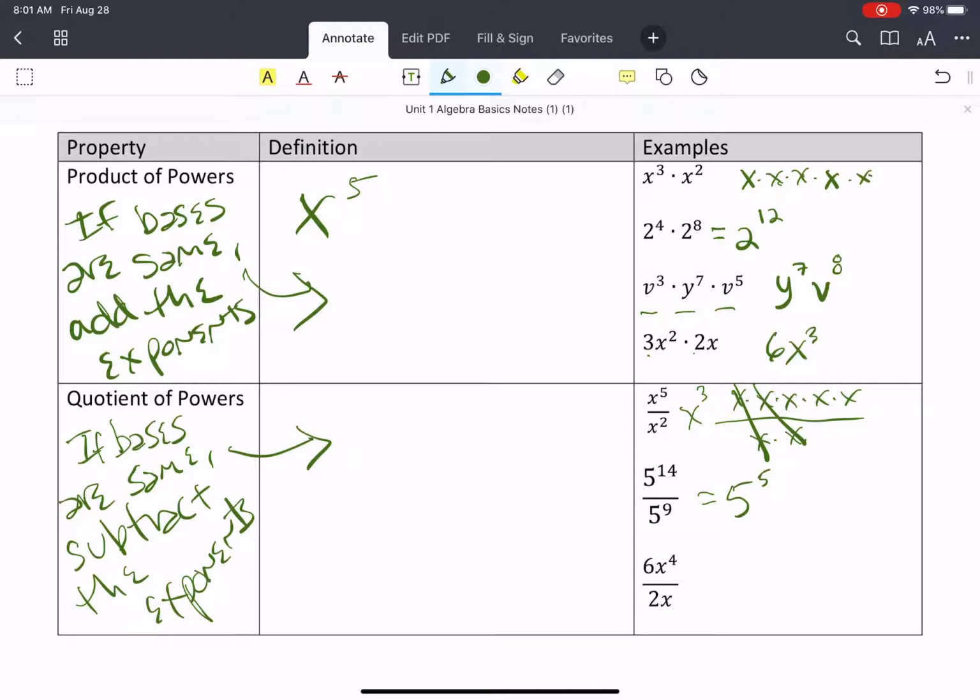Okay. Now be careful on this last example because the 6 and the 2 are not the base and they don't have an exponent. So you're going to treat the 6 and the 2 totally different than you're treating the x's that have the exponents, okay? 6 divided by 2 is 3. That we just do like a normal fraction, okay? What's the exponent on the denominator if it's invisible? 1, good. So then when I subtract 4 minus 1, I get x cubed.